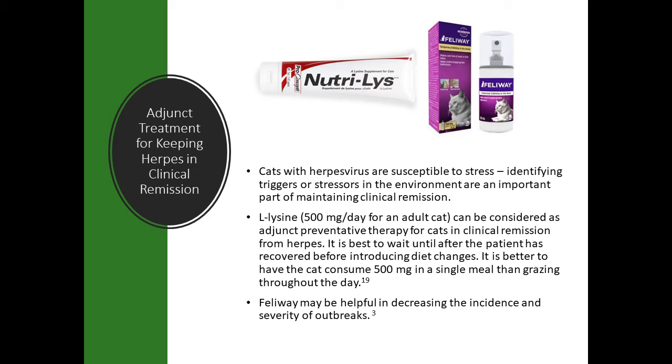If your patient is a cat with herpes virus, there are some adjunct treatments that can help keep herpes in clinical remission. Cats with herpes virus are susceptible to stress. Identifying triggers or stressors in the environment is an important part of maintaining clinical remission. L-lysine, 500 milligrams a day for an adult cat, can be considered as adjunct preventative therapy for cats in clinical remission from herpes. It is best to wait until after the patient has recovered before introducing diet changes. It is better to have the cat consume 500 milligrams in a single meal than grazing throughout the day. Feliway may be helpful in decreasing the incidence and severity of outbreaks.